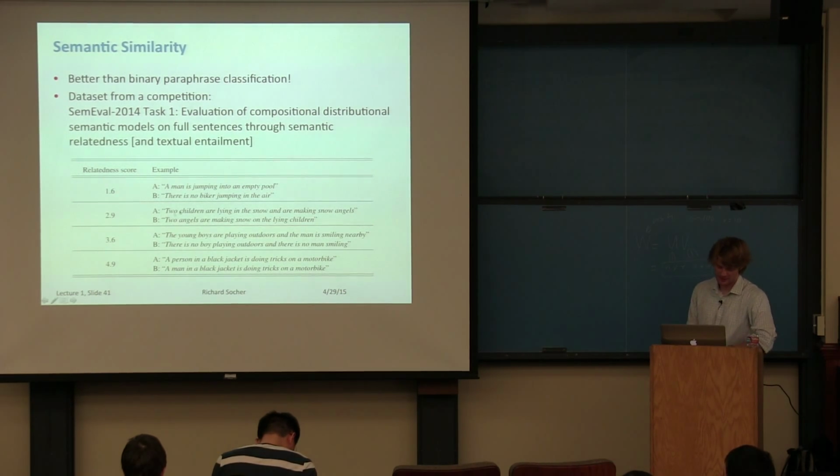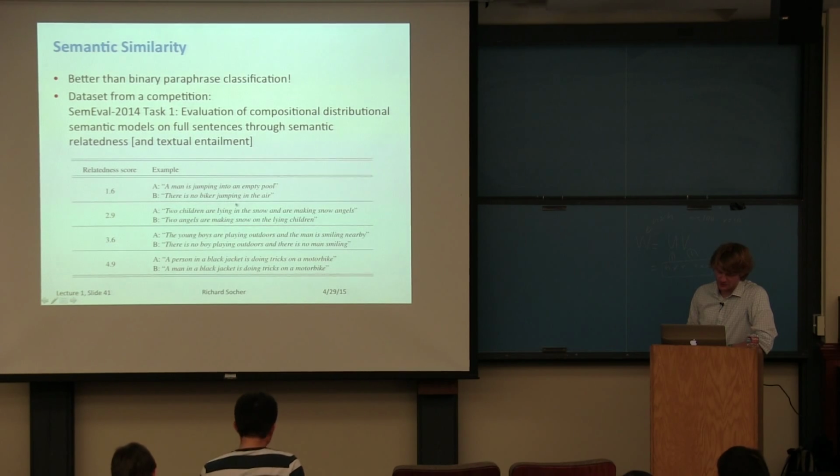And so here, let's look over these examples. A man is jumping into an empty pool versus there's no biker jumping in the air. It's basically not very related. It just gets a very low score of 1.6.